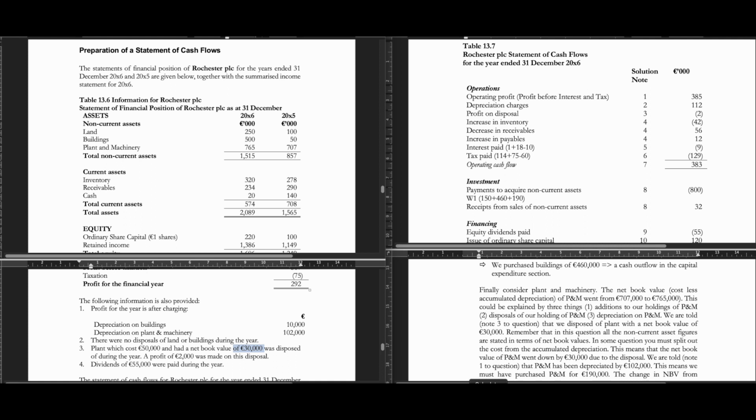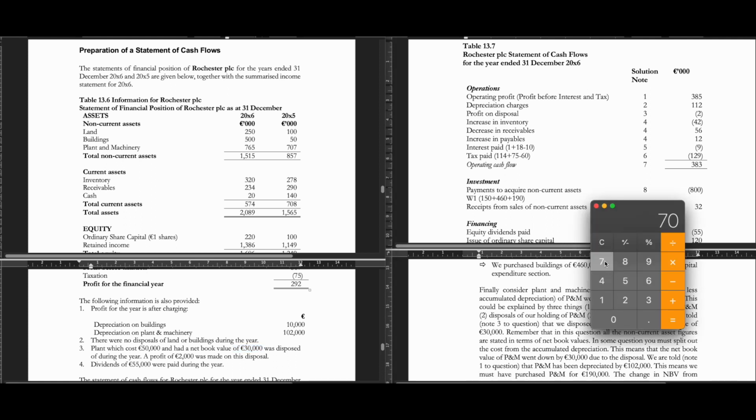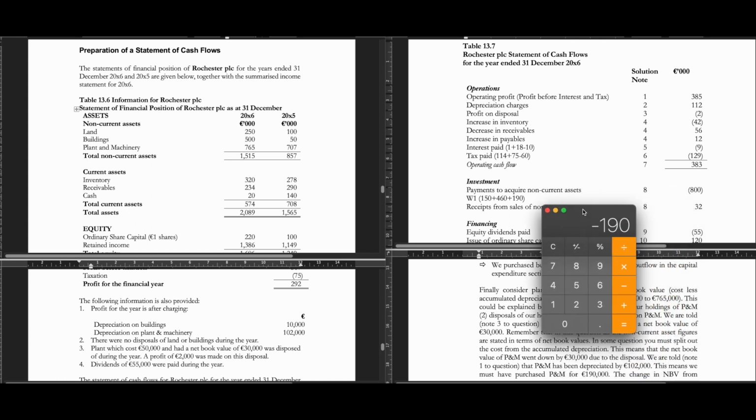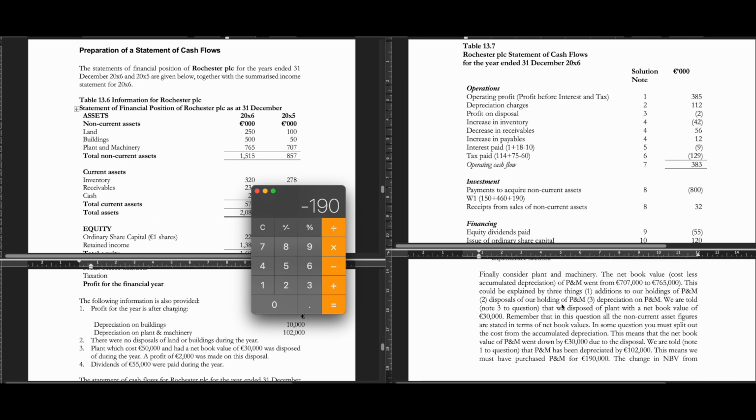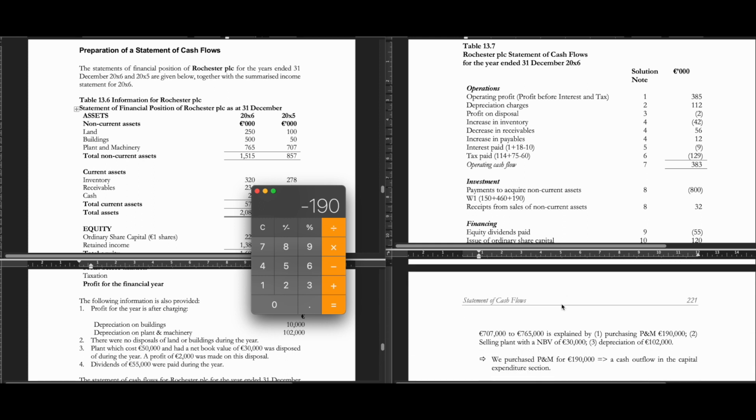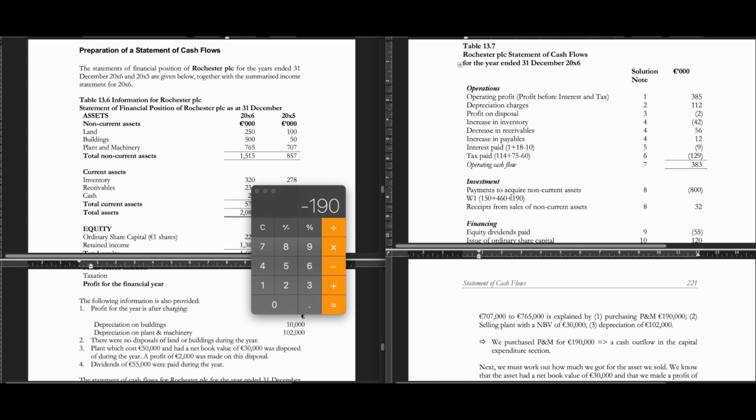So if we start off with the 707, and we're told that the depreciation was 102, 707 minus 102 equals 605, and we also had a plant which was disposed of, with a net book value of 30, so we subtract that as well. That gives us 575, but we can see on the balance sheet that the closing balance is 765. So if we subtract 765, and then reverse the sign on the answer, that means that we must have bought 190,000 of plant and machinery. Okay, and again, any confusion about that, make sure you read through that note thoroughly and explain to yourself what's going on.